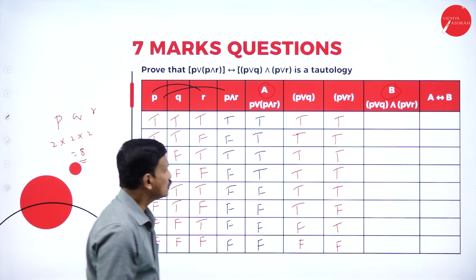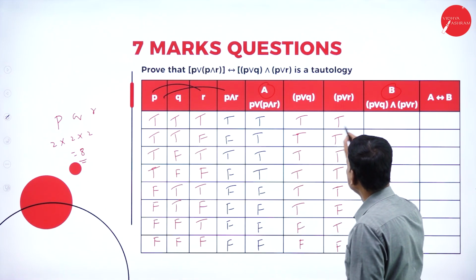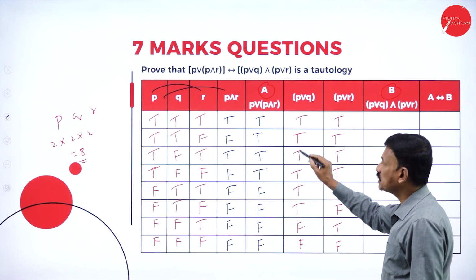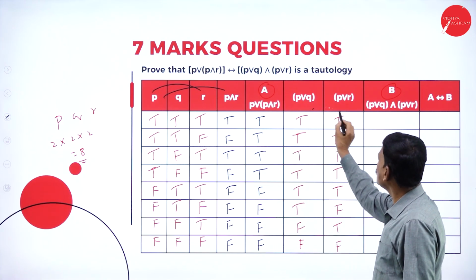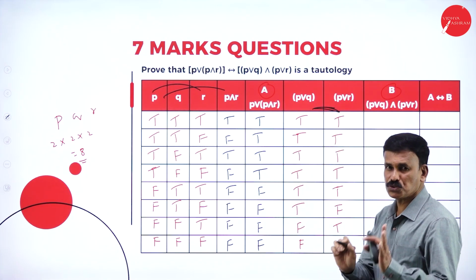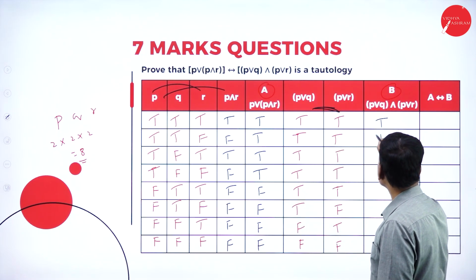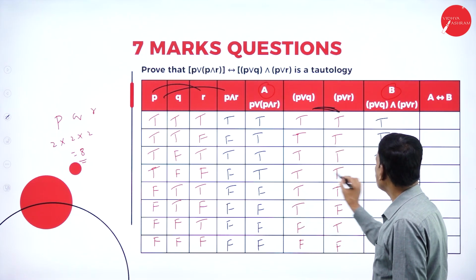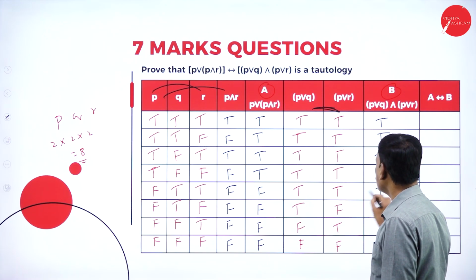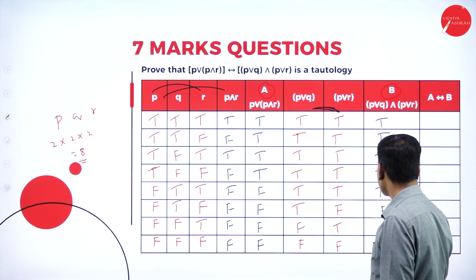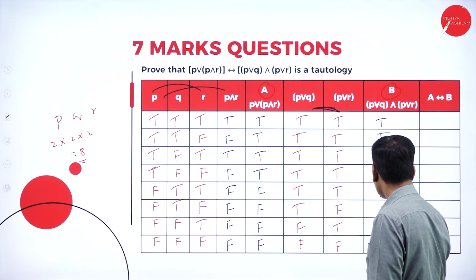Now, write down the conjunction for these two. Conjunction means true and true is true. In all other cases, it is false. True and true is true. True and true is also true. True and true is true. True and true is true. True and true is true. True and false is false. False and true is false. False and false is false.